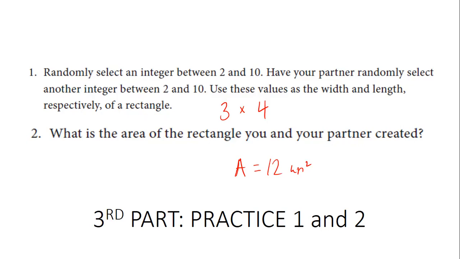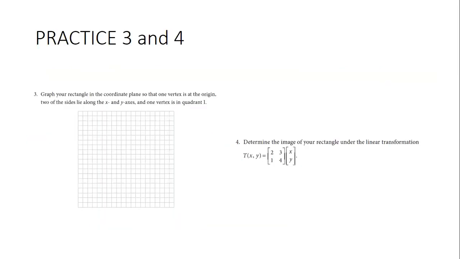right. So now we're going to go create it and come up with some dimensions. We'll come up with some ordered pairs. So graph your rectangle in the coordinate plane so that one vertex is at the origin and 2 of the sides lie along the X and Y axis. So we chose 3 by 4. So we're at 0, 0. And our width is 3. So we're going to go 1, 2, 3. And our length is 1, 2, 3, 4. So here is our little rectangle.